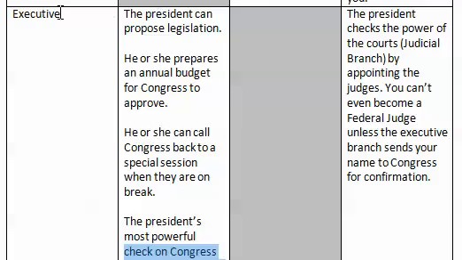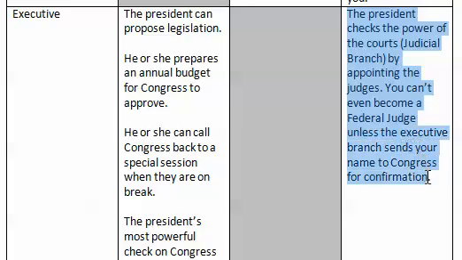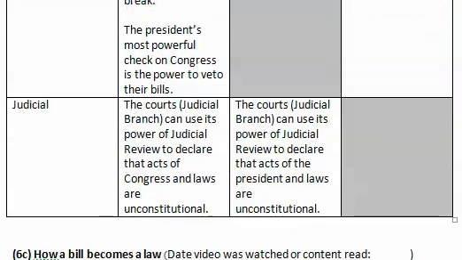And then how does the executive check the judicial branch? The president checks the power of the courts, in other words, the judicial branch, by appointing the judges. You can't even become a federal judge unless the executive branch sends your name to Congress for confirmation. So between the Congress and the executive, they get to pick who gets to be on the judicial. They appoint them.